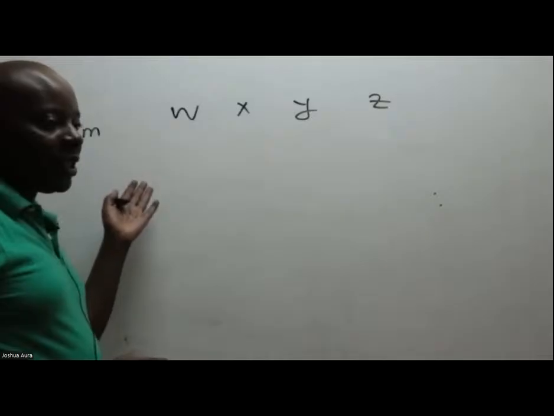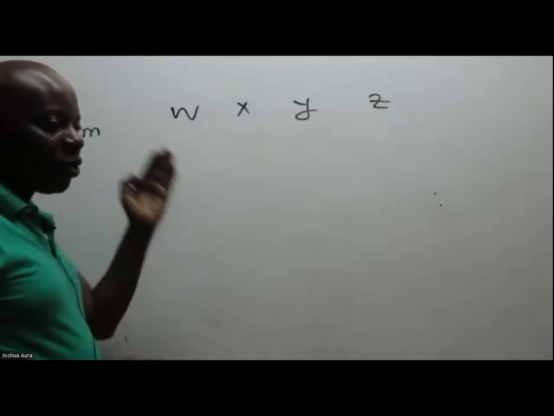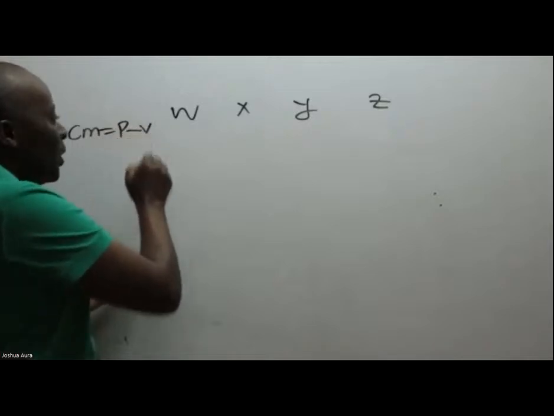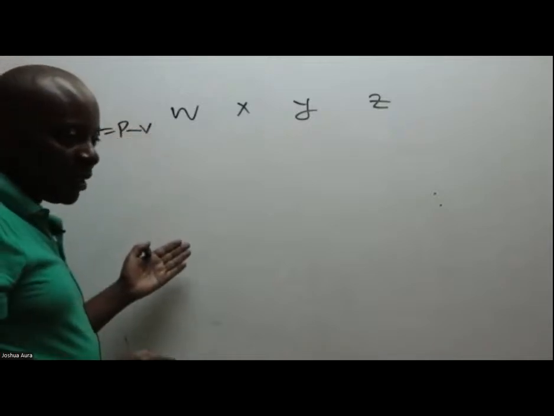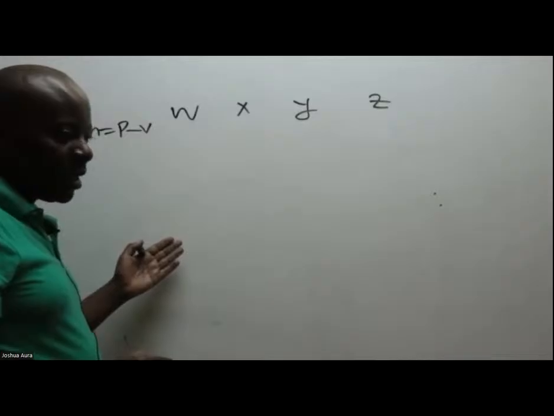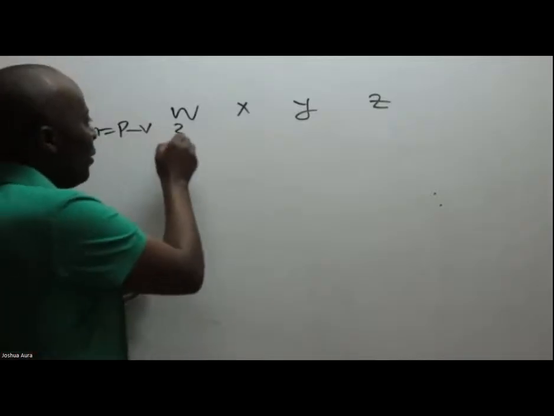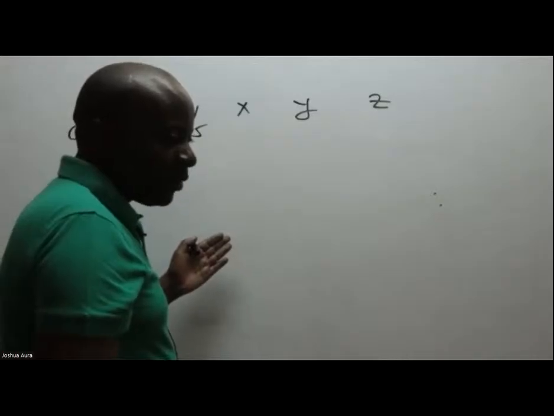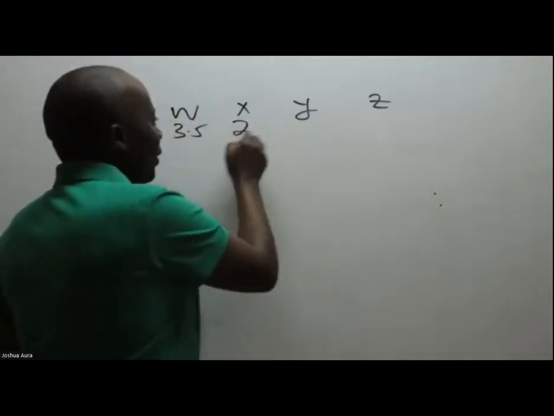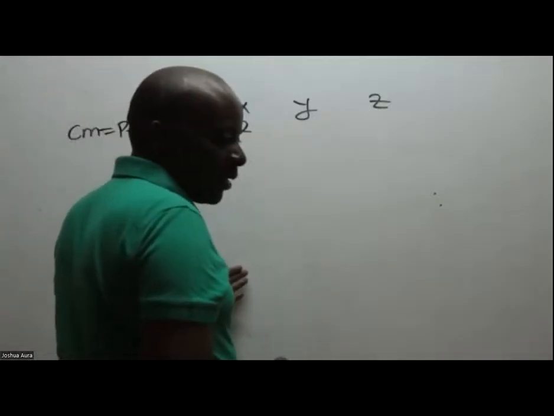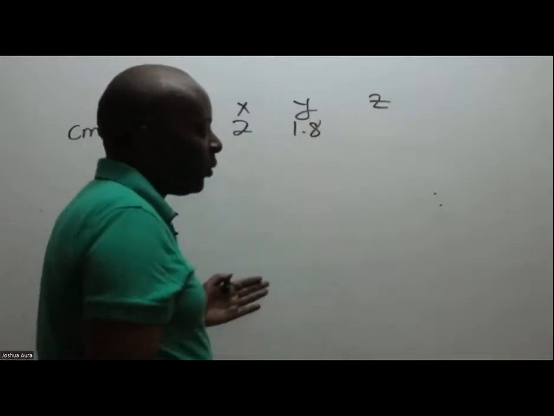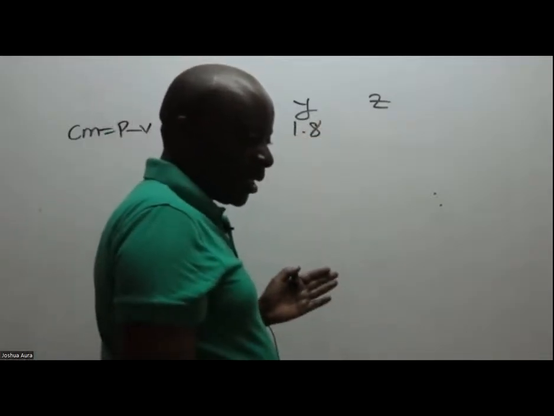Could you kindly give me these answers here? So for W, I've shown you how to get contribution margin. It's selling price minus variable cost. So do we have these figures really? W is 3.5. How about X? X, what do we have there? 2. Thank you very much. Y? Y is 1.8. And then we have the last one, which is Z, which is 4.